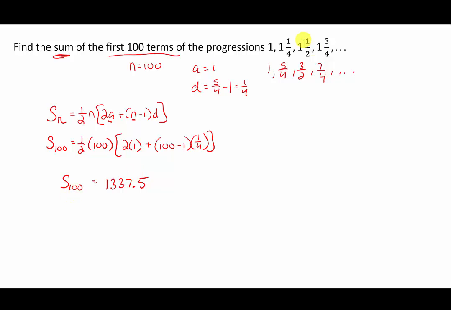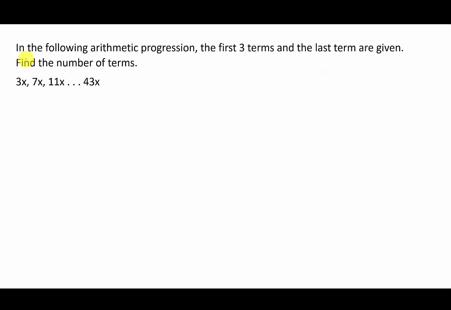And that makes sense because we had fractions here, so I do have a decimal or a fraction, either way. Okay, in this example, where we have an arithmetic progression, we are given the first 3 terms and the last term, and we are asked to find the number of terms. So what that's telling us again is n is what we don't know. You guys can see that A is going to be 3x, that's my first term.